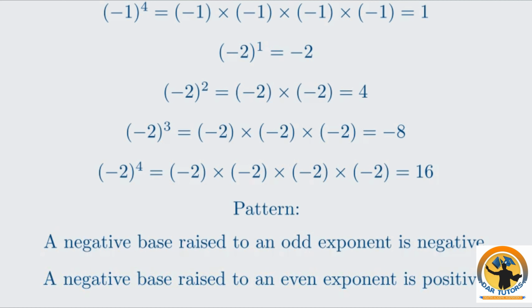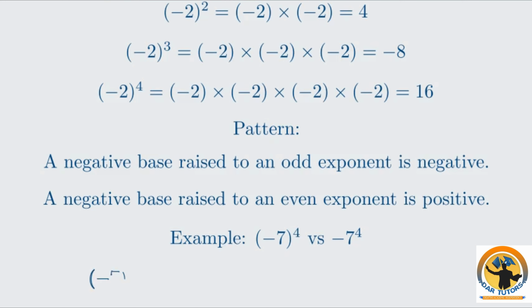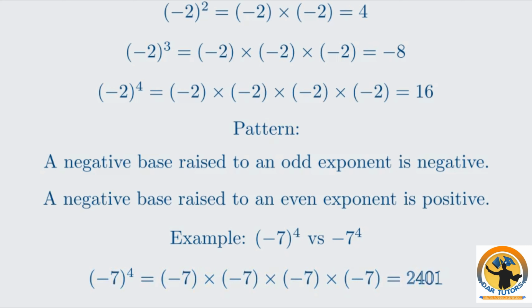Now, let's be very careful with notation. What is the difference between negative 7, in parentheses, to the power of 4 and negative 7 to the power of 4 with the negative sign outside the parentheses? In the first case, negative 7 is the base, so we multiply negative 7 by itself 4 times. This gives us positive 2,401.